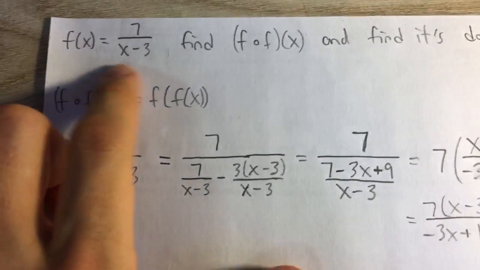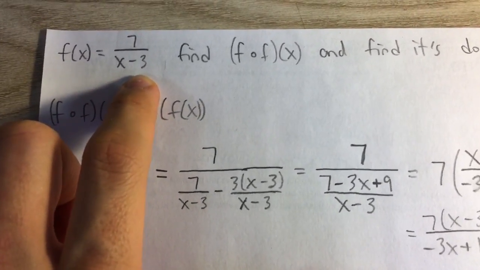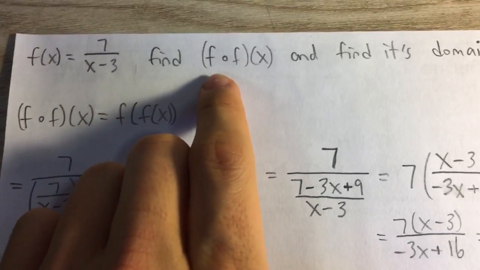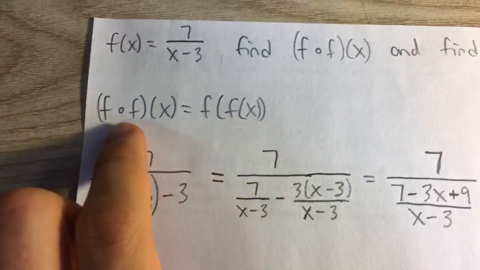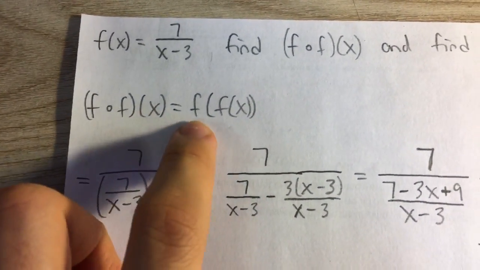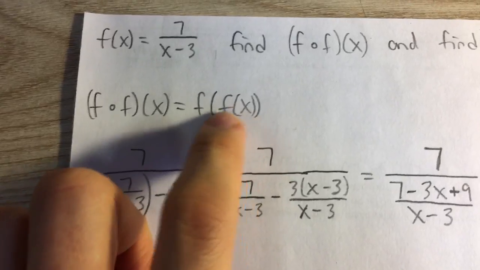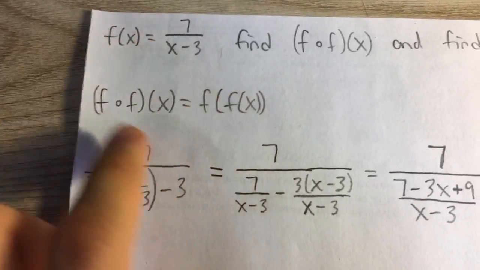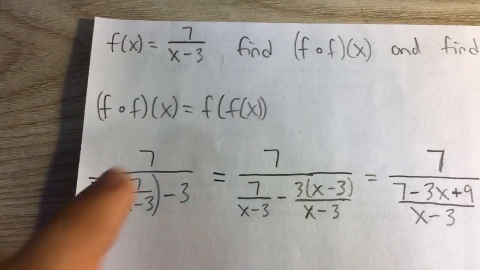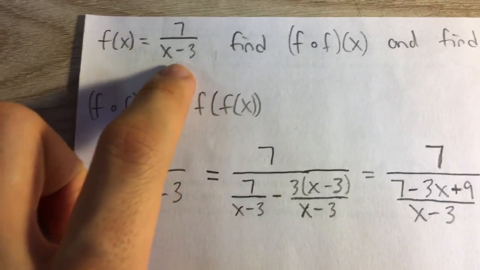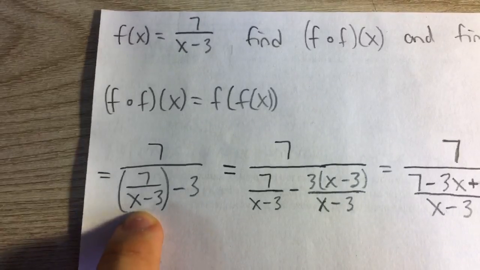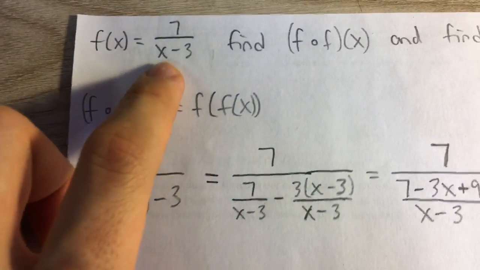Okay, so we're given f of x is 7 over x minus 3, and we have to find the composition of f of f of x and find its domain. So this, remember, means f of x is the input into the f function. It's the input of itself. So in other words, we're going to plug in f of x in for x. In other words, we're going to plug in 7 over x minus 3 in for x.